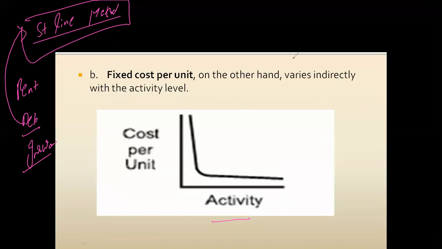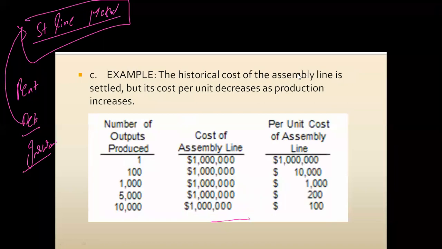This one we have for the fixed cost per unit graphical presentation. As our activity level increases, fixed cost per unit reduces. The reason for the reduction is that as we are increasing production, more units are available to absorb the total fixed cost. As more units absorb the total fixed cost, the per unit fixed cost reduces.